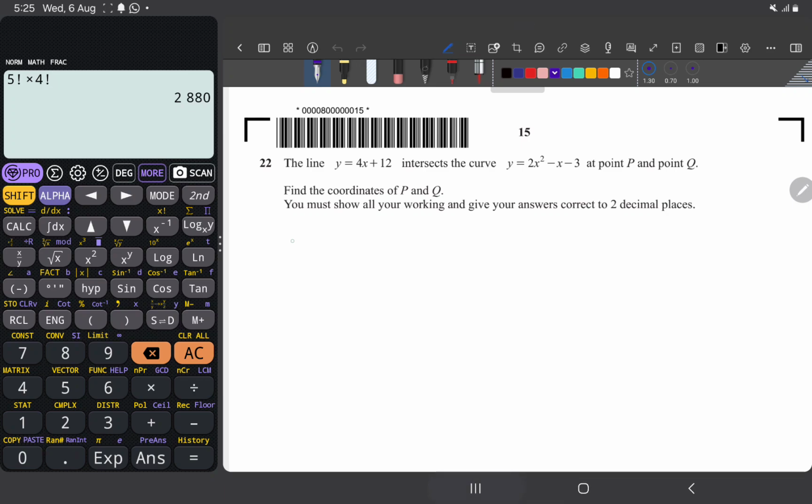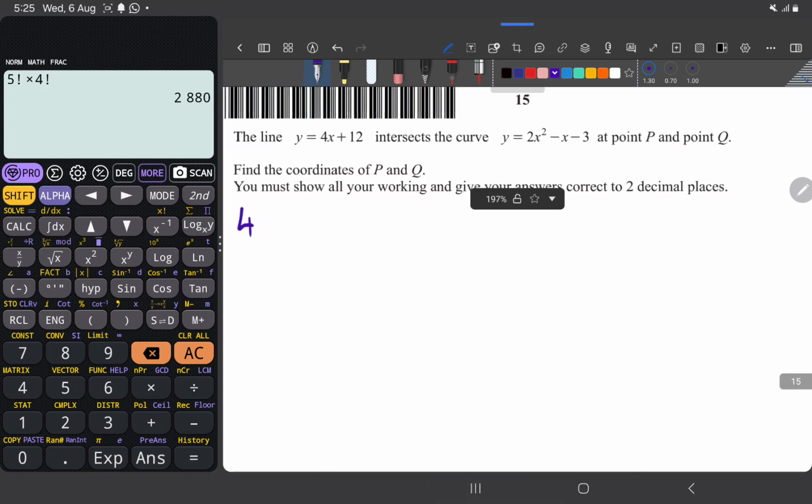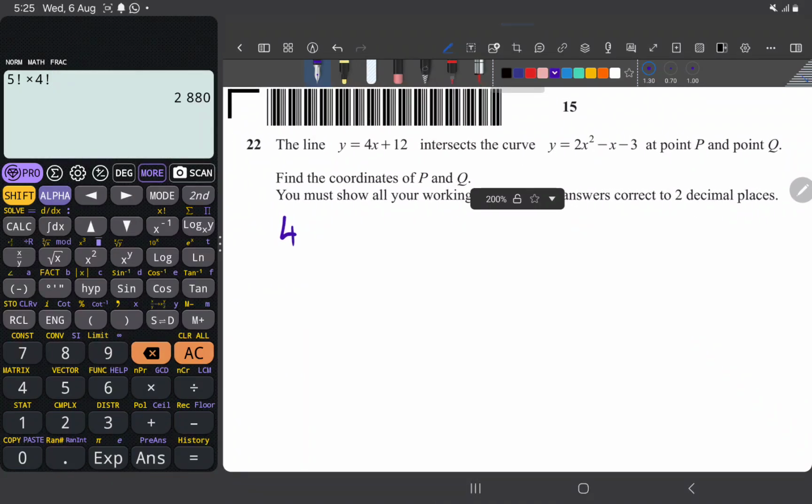So what is the first equation? 4x plus 12. So for the point of intersection, you are going to make 4x plus 12 equal to this other. Let's quickly do it. This is not even a question to think about. This is nothing. It's just going to see if we're good at solving quadratic equations.